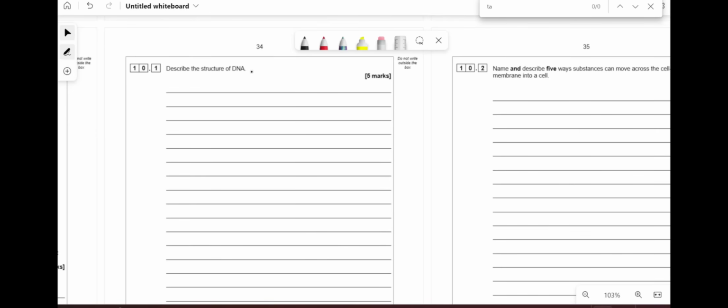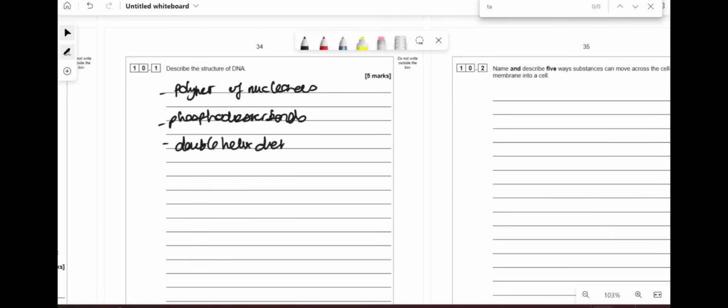So in DNA, it's a polymer of nucleotides. How are they held together? Well, they're held together by phosphodiester bonds made by condensation, which I'm not going to write here. It says describe the structure of DNA. So what else does it do? Well, like in proteins where they fold and coil, this forms a double helix due to hydrogen bonds.